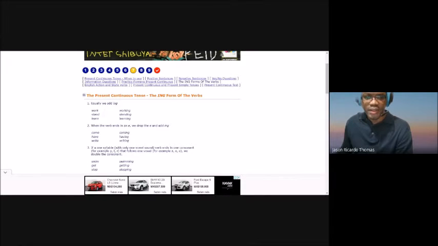Number one, the simple way is just to add ing. Most verbs are simple. You just add ing. Some verbs, when they end in E, you take off the E, then add the ing. Very important. I saw some spelling mistakes. Remember to use a spell checker when doing your writing.